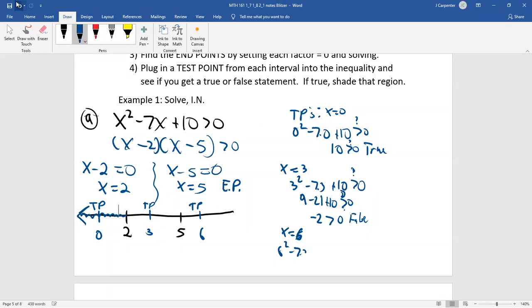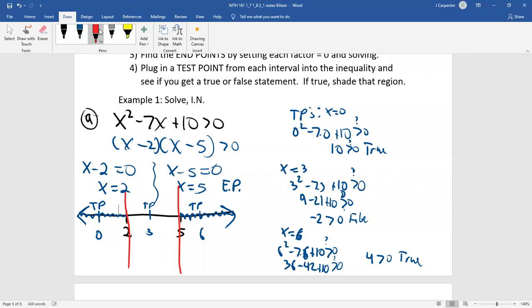We'll get 6 squared minus 7 times 6 plus 10. Is that bigger than 0? 6 squared is 36. 7 times 6 is 42. 36 minus 42 is negative 6. Negative 6 plus 10 is going to be a positive 4. So we get 4 is bigger than 0, which is true. So we do shade the region with the 6 in it. So we shade to the right of 6, correct? No. We shade to the right of 5. 5 was the barrier. 5 was the endpoint. Some people even exaggeratedly draw that barrier so they know not to cross it under normal circumstances.